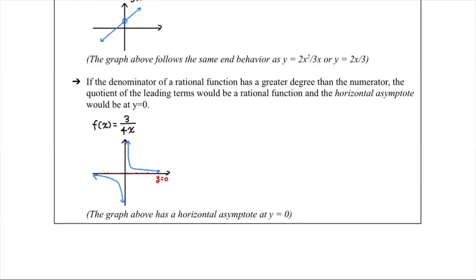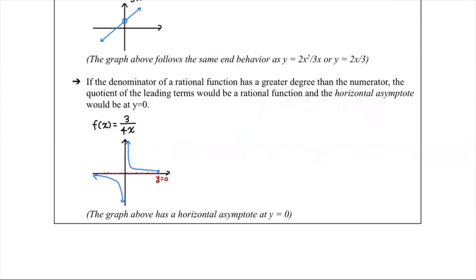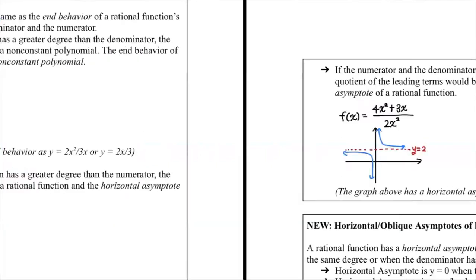If the denominator of a rational function has a greater degree than the numerator, the quotient of the leading terms would be a rational function, and the horizontal asymptote would be at y equals 0. So whenever the denominator has a greater degree, just like the example we have here, there will be a horizontal asymptote at y equals 0. And the end behavior will always be something like as x approaches infinity, y approaches 0, and as x approaches negative infinity, y approaches 0. So that's essentially the case when the denominator has a greater degree than the numerator.